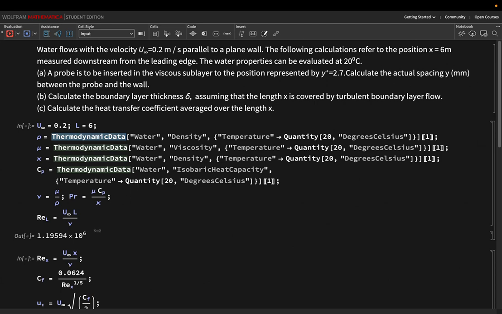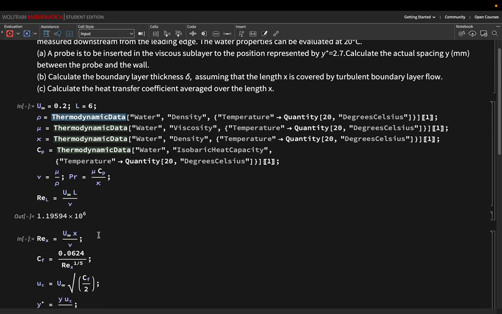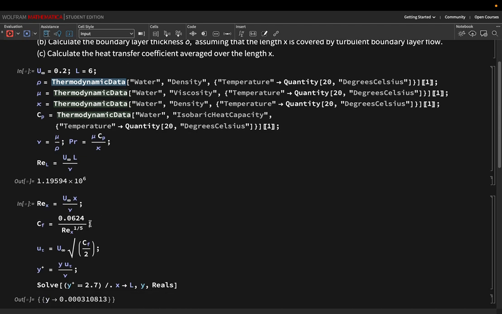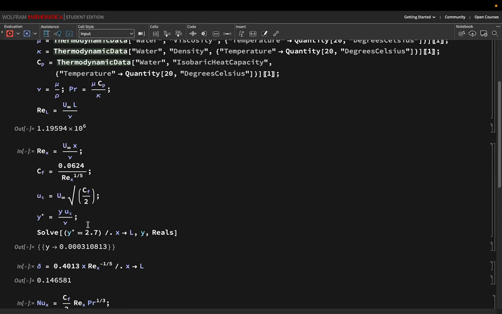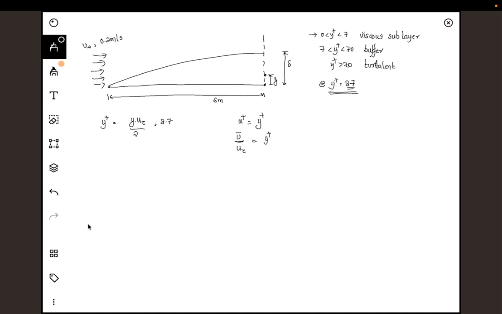Once you have the Reynolds number, it is greater than 10 power 5, which is the critical transition number for turbulent flow. So I can assume it to be fully turbulent flow. Now I will use the relation that I have from before for Cf, and u tau is related with this particular quantity. So from this, let me just simplify that here.